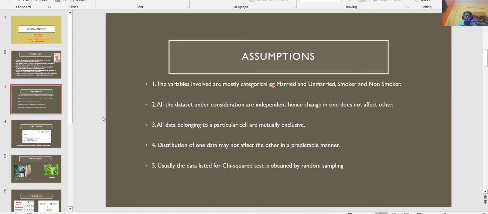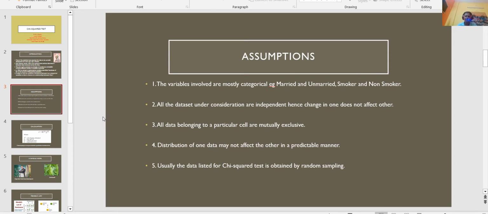The presence of one data set does not affect the others, right? All the data sets in the chi-square test are independent, and since they are independent, they are mutually exclusive, meaning they have a particular set of values which remains unaffected, right? And the data set is not behaving in a predictable way, like in a normal distribution, where the curve slowly goes up and then comes down. It's not like that. You cannot predict anything from the data set which is provided to you.